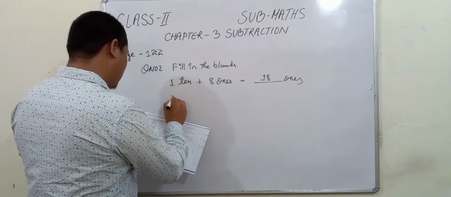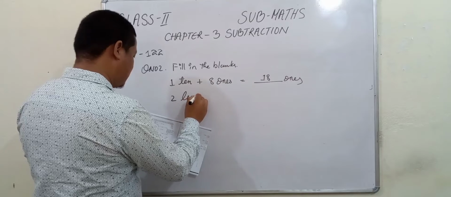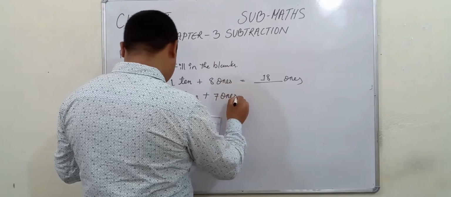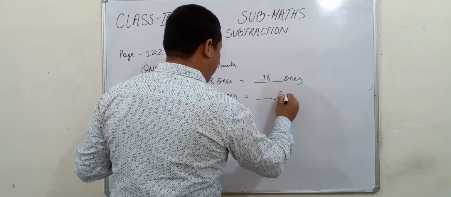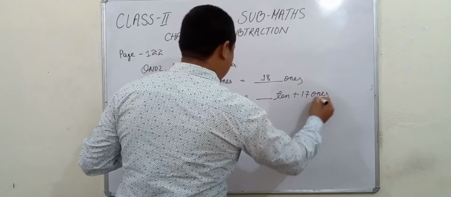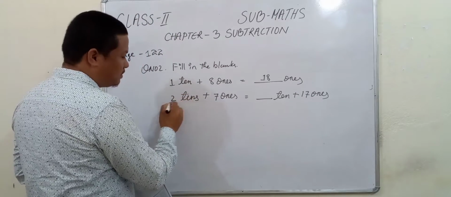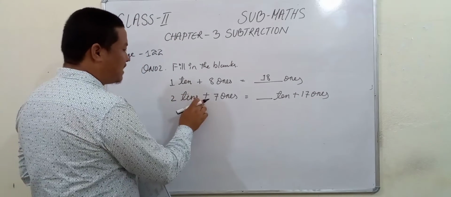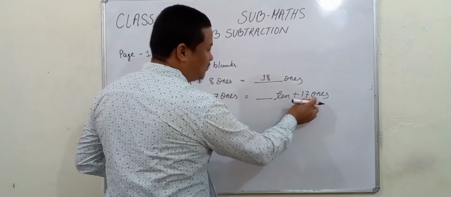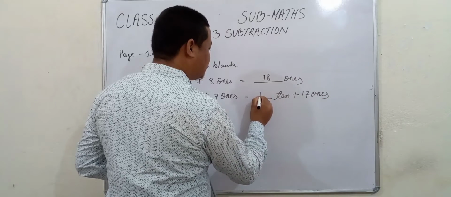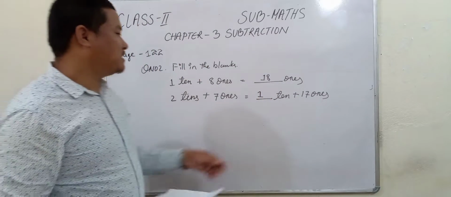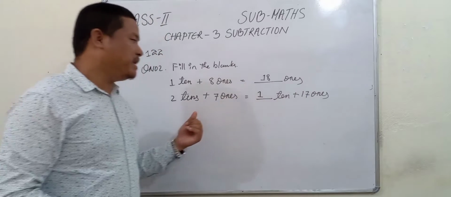Okay. 2 tens plus 7 ones equal to dash ten plus 17 ones. Okay. See, 2 tens means 20. 20 plus 7, 27. So 17 is already given. 17 ones is given. We write here 1 ten. Okay. 1 ten plus 17 ones equal to 27.